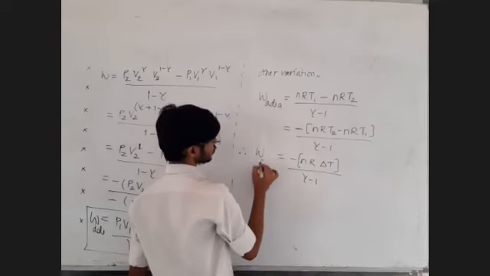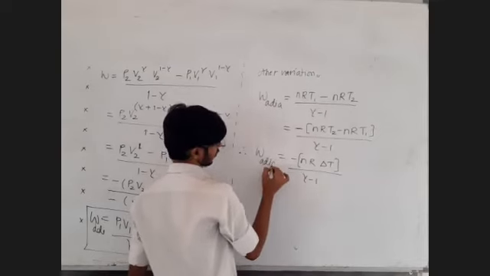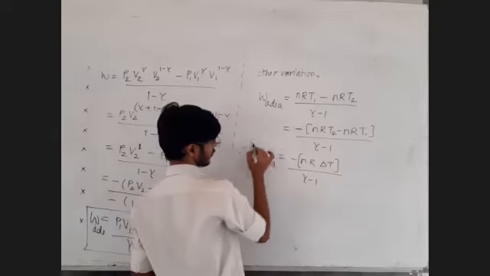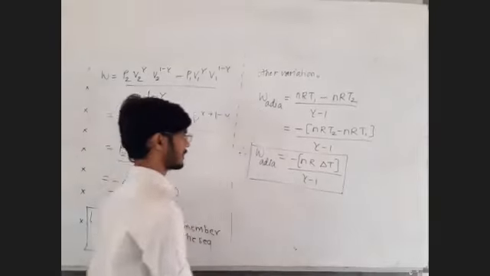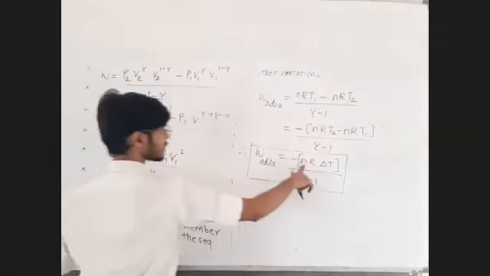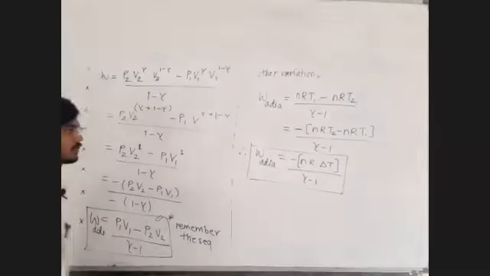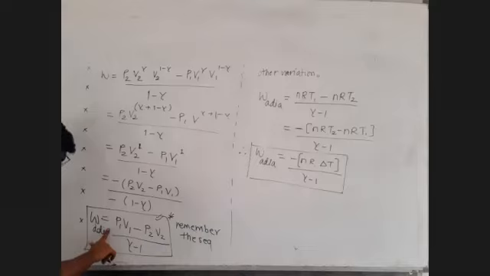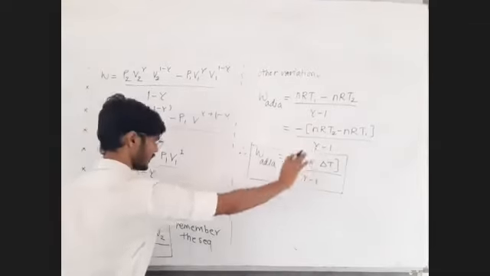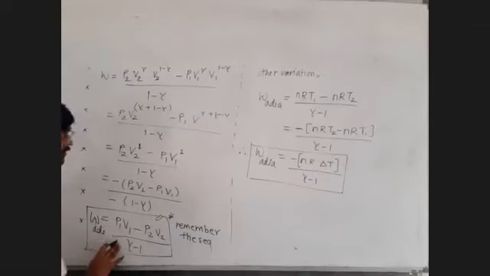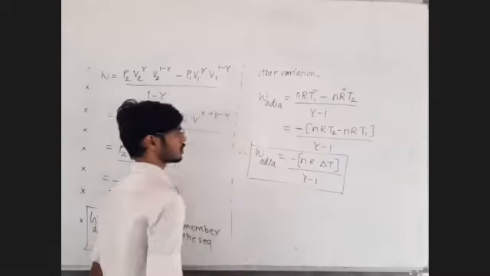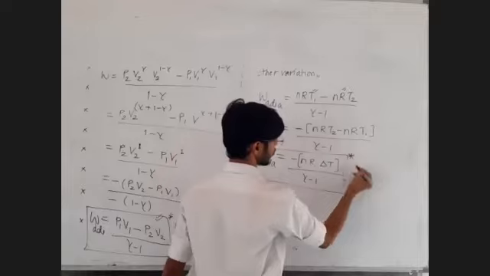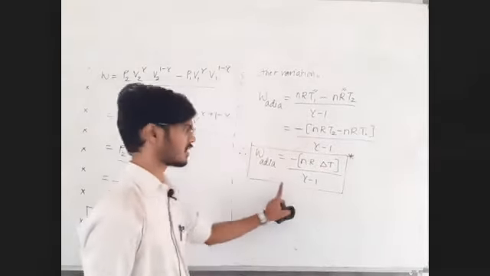This is the formula for work done in an adiabatic process: minus nR delta T upon gamma minus 1. Or just remember this replacement. This can be done as per the need. If you want, you can remember this also, but generally according to need.